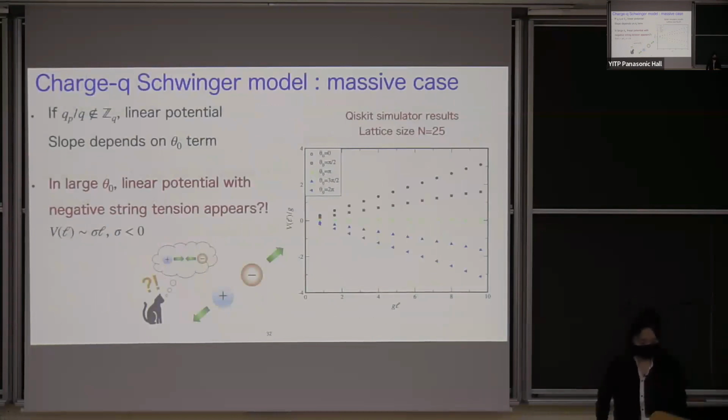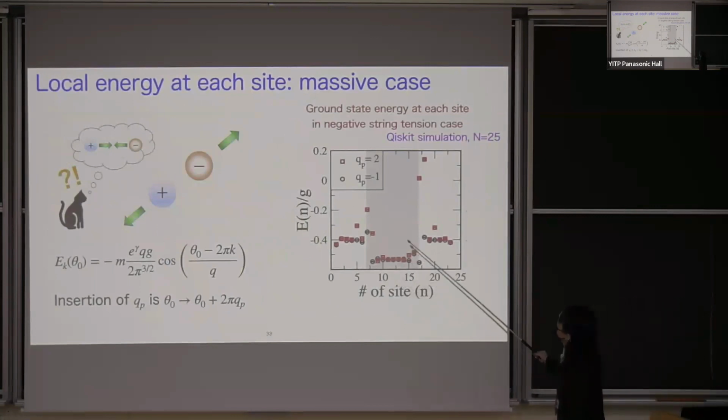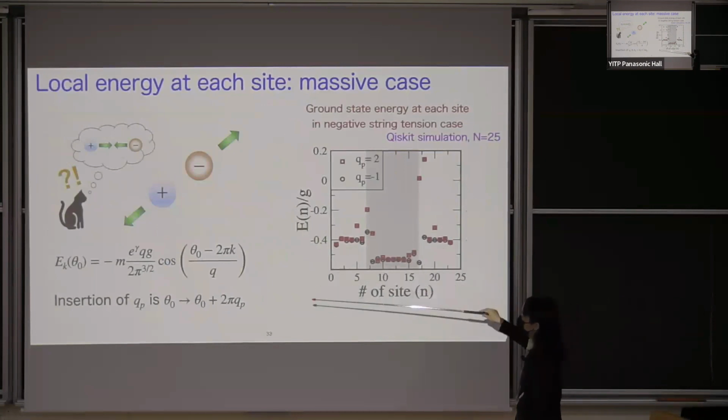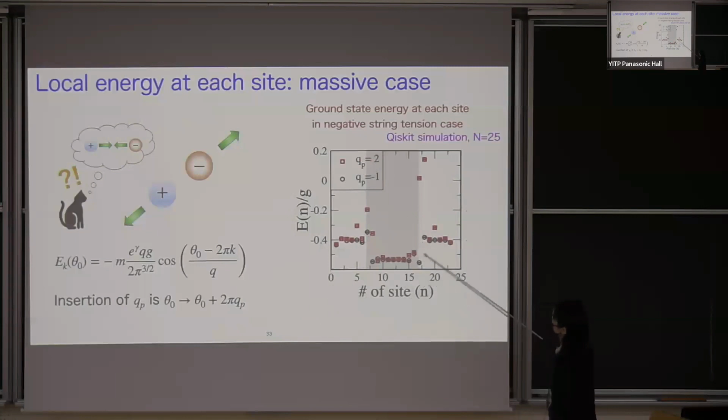So I'd like to explain what is happening behind the negative string tension potential. So this is the answer. In the previous plot, we plotted the ground state and total ground state energy, but that was the sum over each site. But this is the energy at each site.